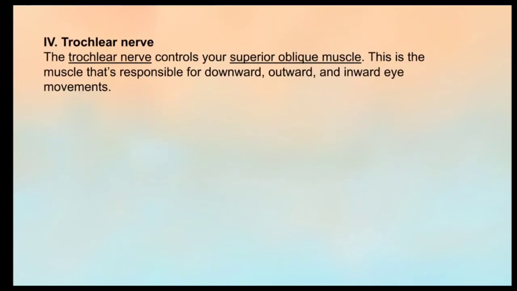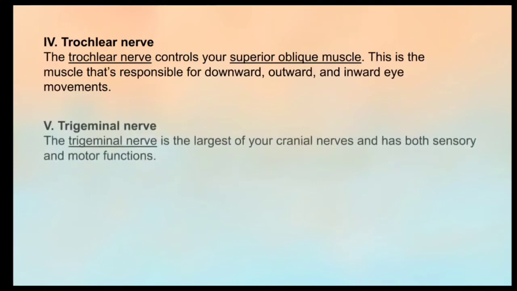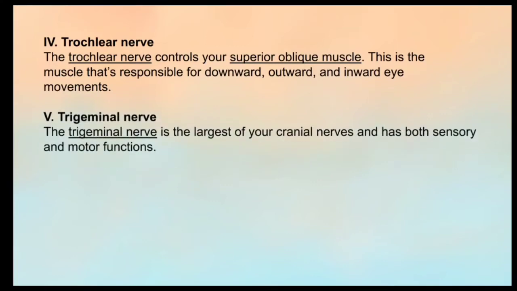So, number 4 is yung trochlear nerve. Yung trochlear nerve naman is kinokontrol niya yung superior oblique muscle. This is the muscle that is responsible for downward, outward, and inward eye movements.